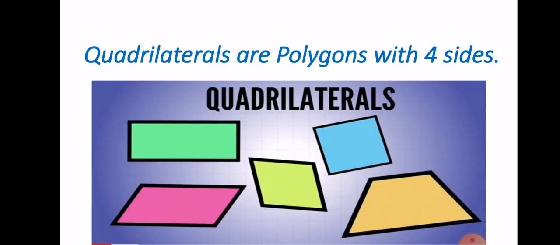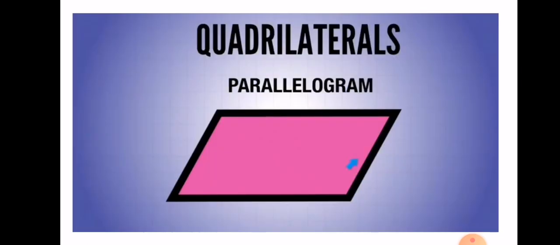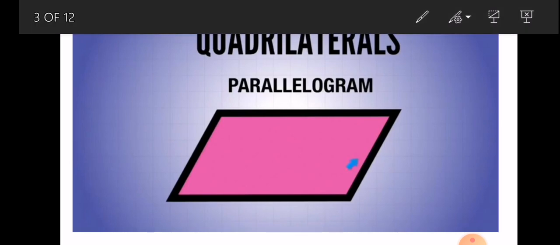Let's see what the types of the quadrilaterals are. The first type of the quadrilaterals, we call it parallelogram. From its name, it has a specific property, which is that it has two pairs of parallel lines. First, what do parallel lines mean? For example, this line and this line, they are parallel. Why did I say they are parallel?